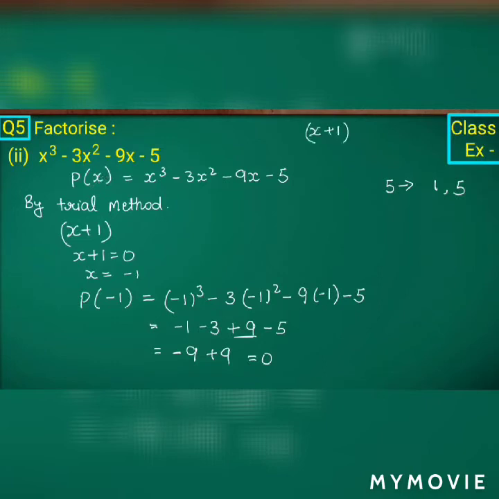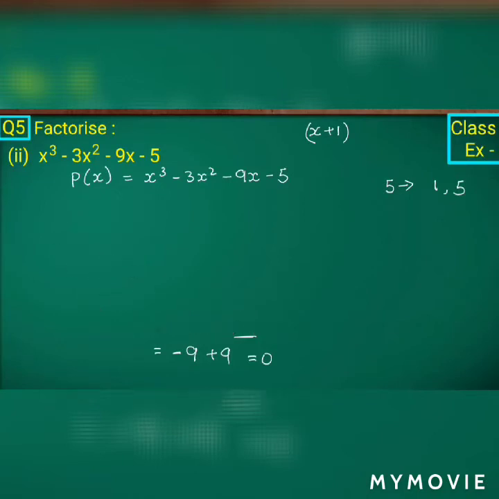So the factor is what? x plus 1. So we got the g of x now. Now we have to go for the long division method to get the quadratic equation, isn't it? Since it is a cubic polynomial and we got one factor, for getting the remaining factors, we have to go for the long division method.